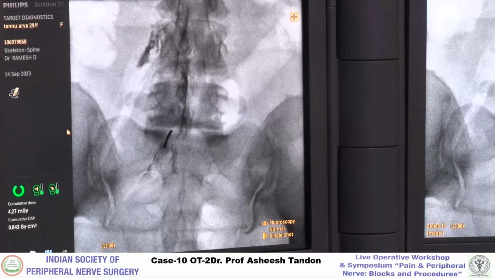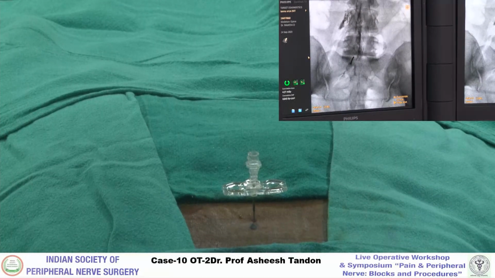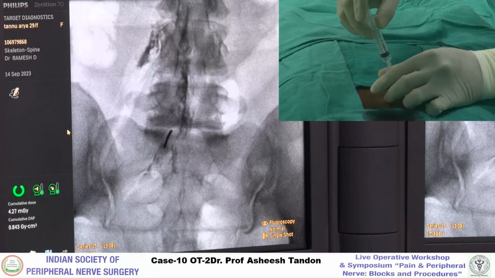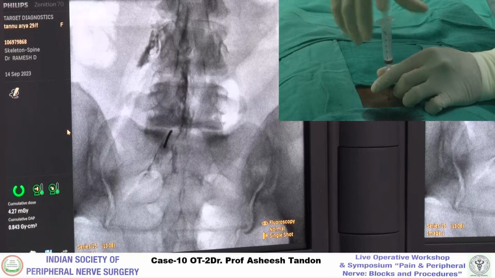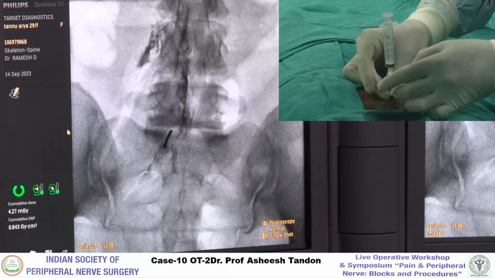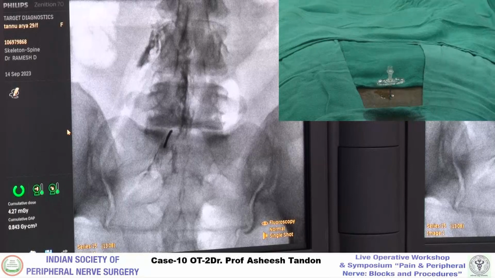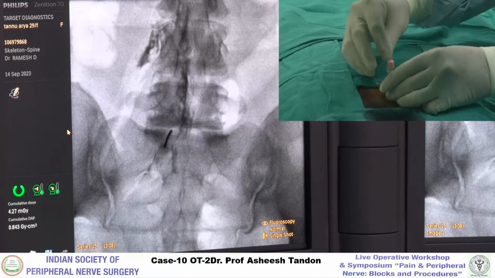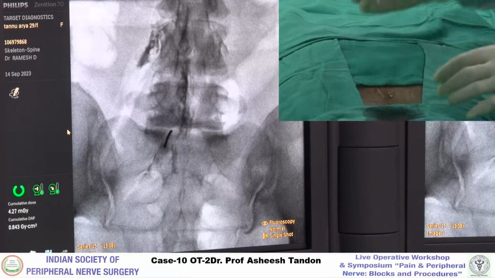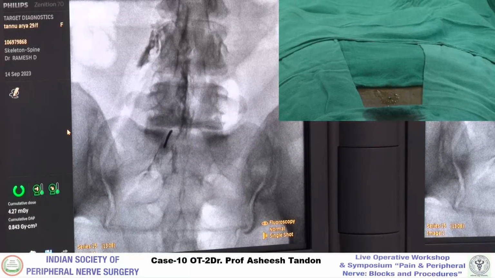Now you see the S1 root, the dye has gone. So if the dye has gone down, this patient should have transient relief. There's a rule of 30 which I counsel the patient about: 30% of patients will have long-term relief, 30% will have short-term relief, and another 30% may not have any relief at all. So they are mentally prepared for what they are getting into. Any questions at this point?